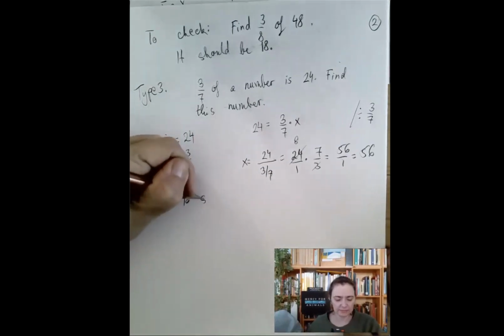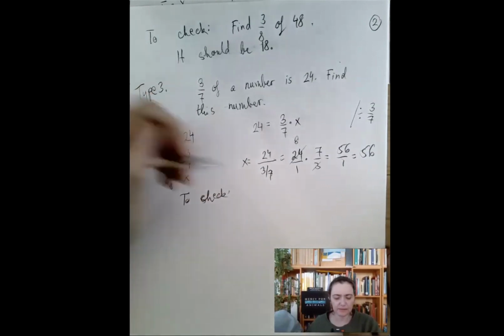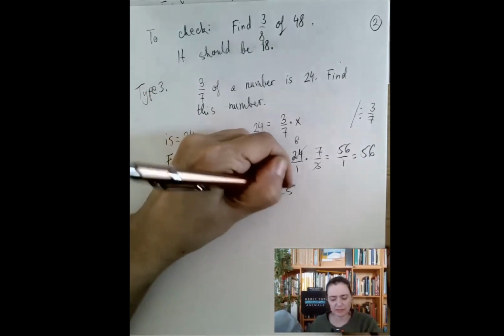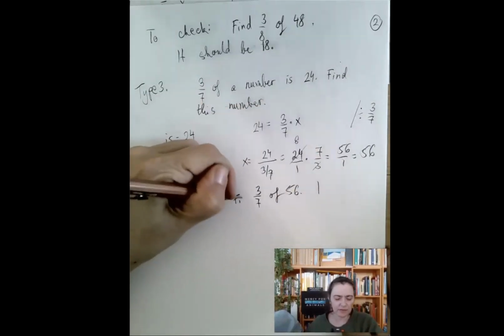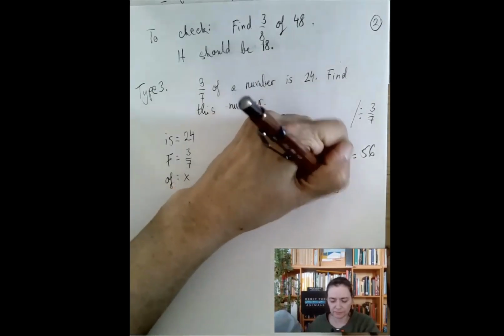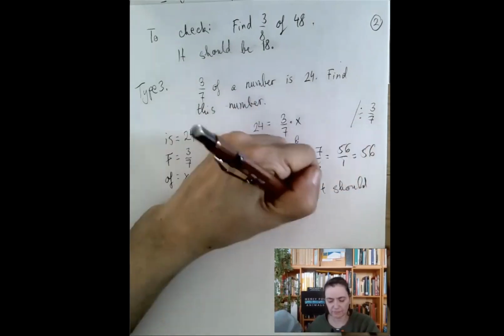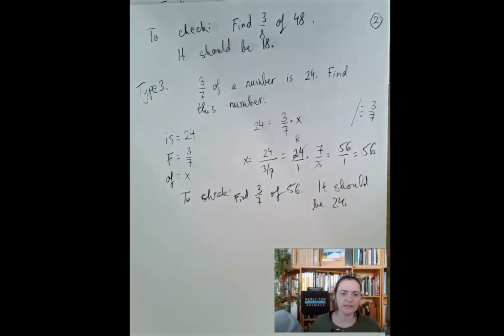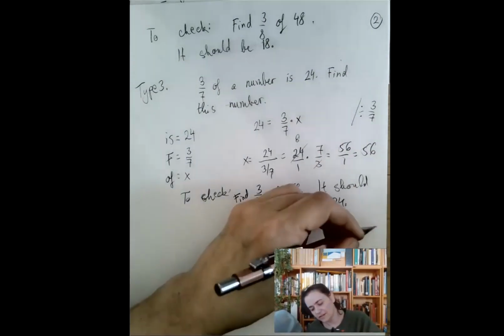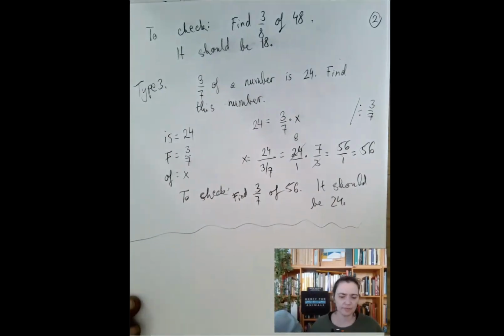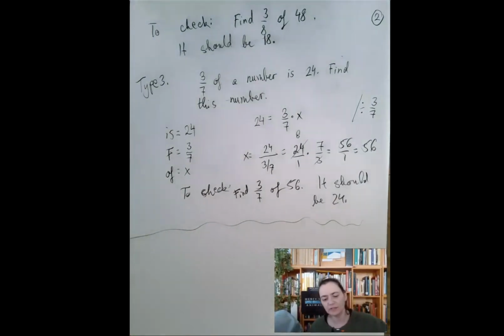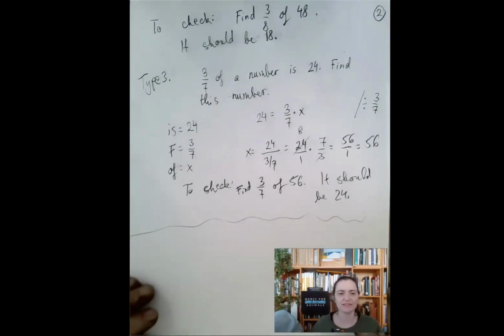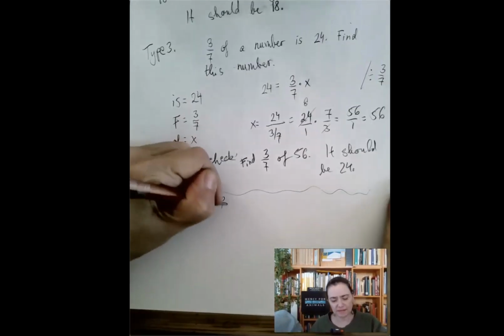To check, take 3/7 of 56. It should be 24. And it is, right? It's 3 times 8. Any questions? All right. So these are the 3 types of basic fraction problems. And now we're going to repeat these problems, but now they're going to be called basic percent problems.